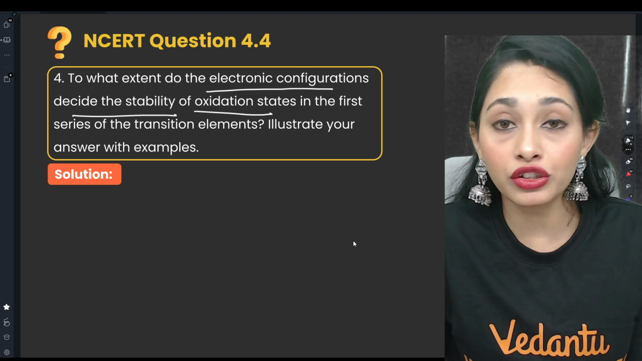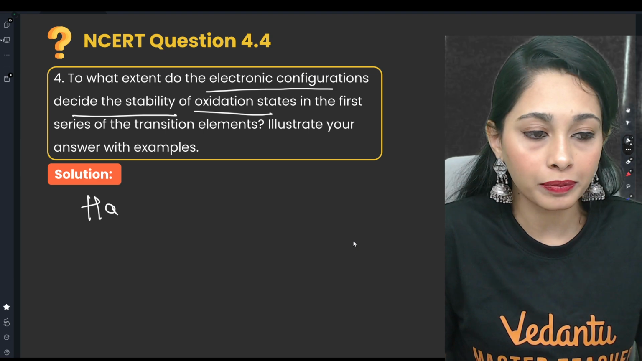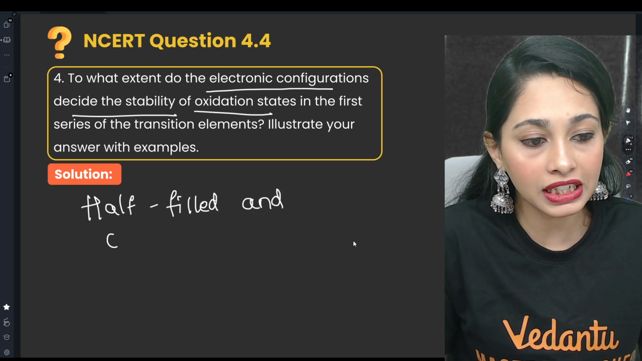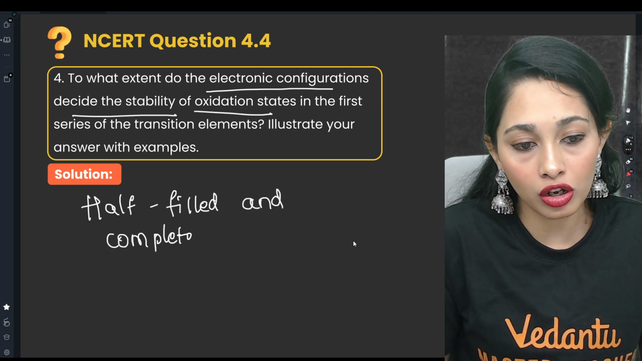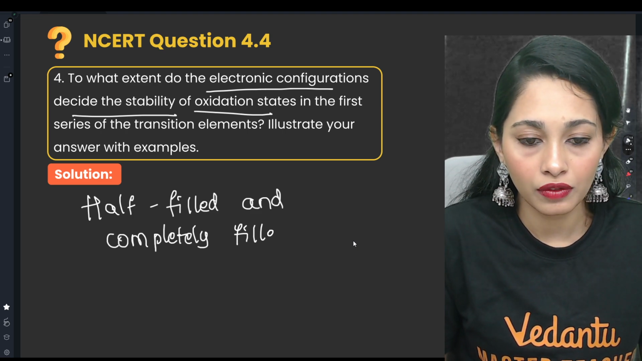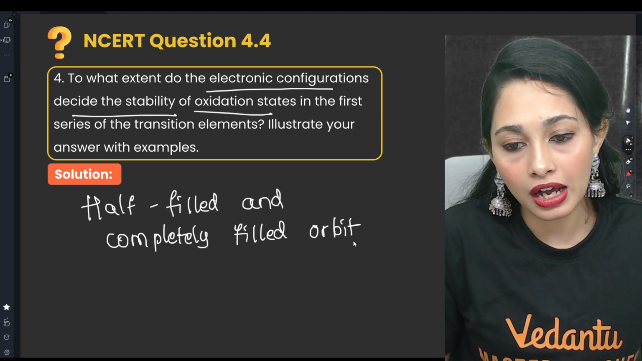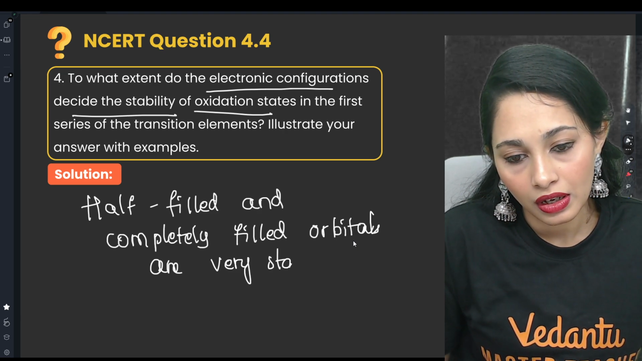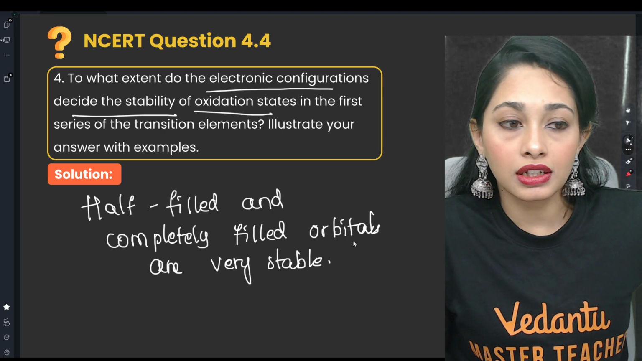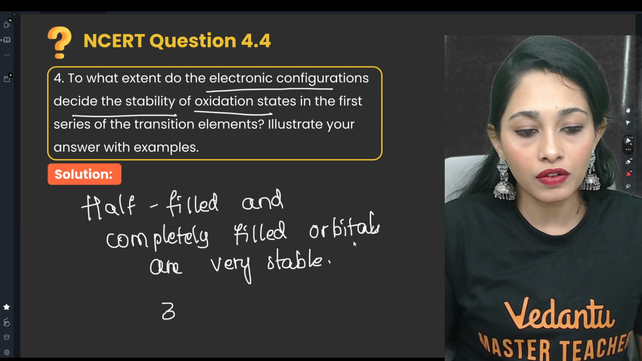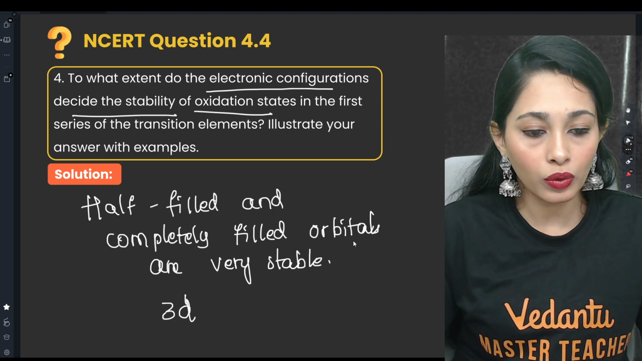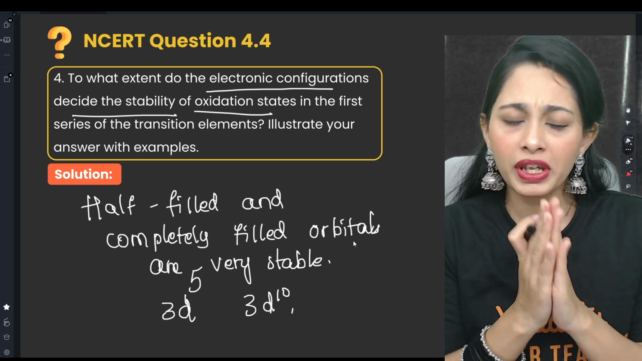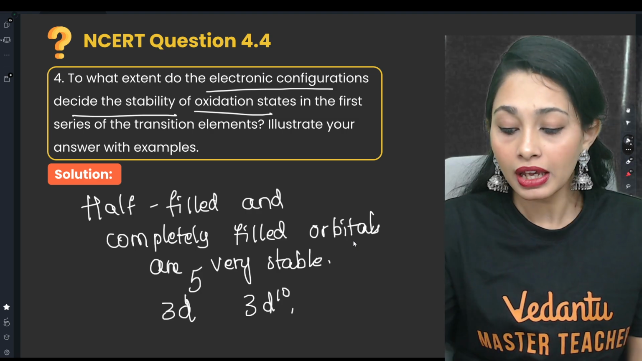First and foremost, we need to remember that half filled and completely filled orbitals are very stable. When it comes to the first series of transition elements, they have 3d orbitals. If it's 3d5 or 3d10, the respective metal ion is going to be extremely stable.